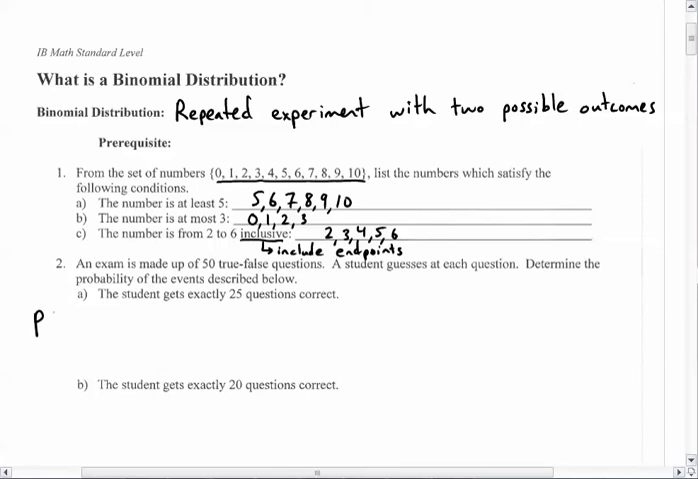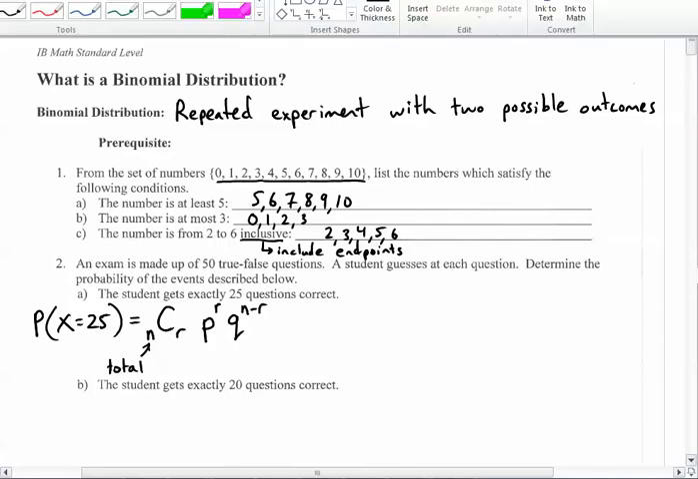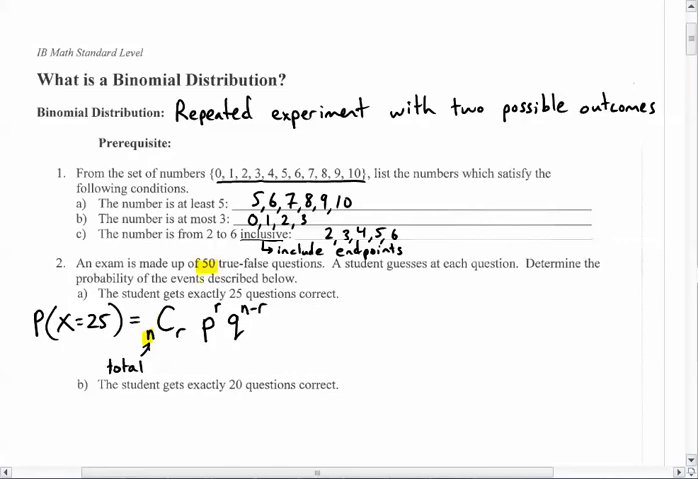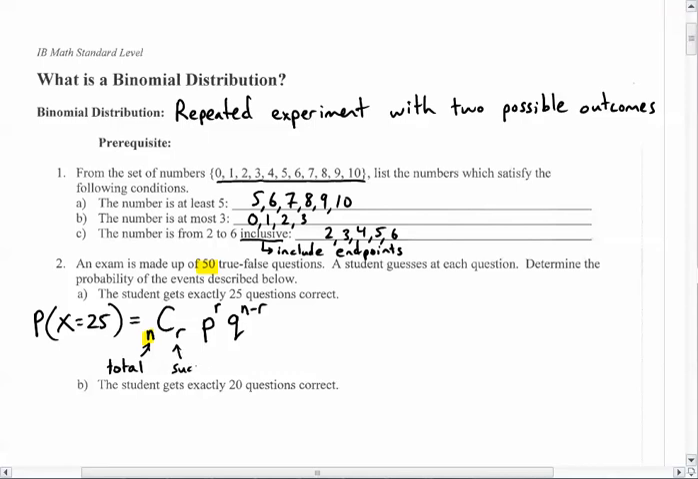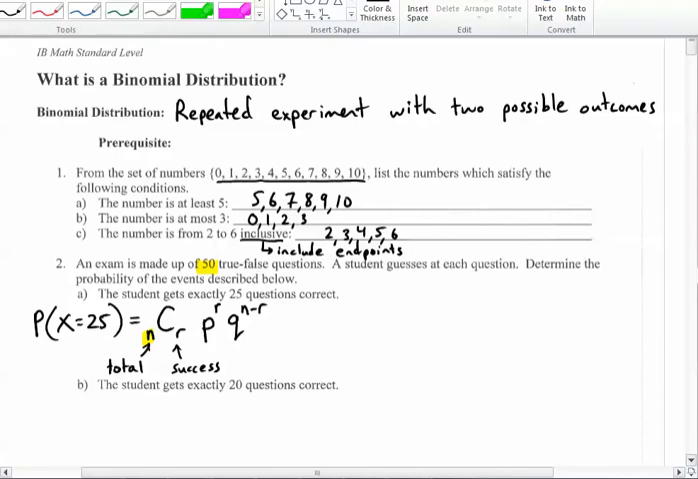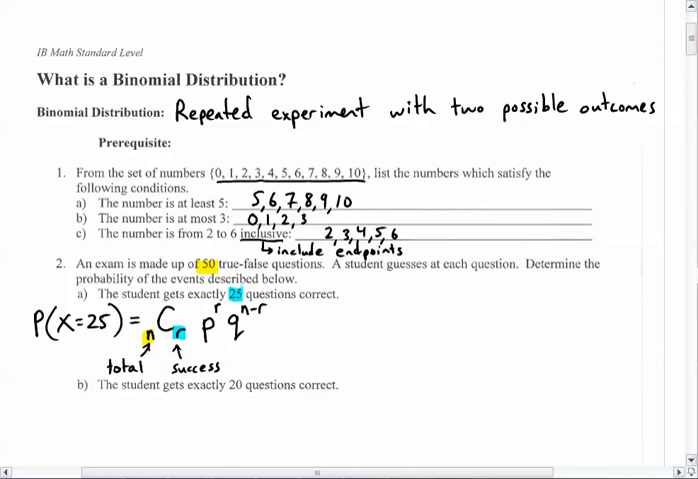So the chance that a student will get 25 questions right, we can calculate from the formula from last class. That's the total number of questions, choose the number of questions right, times the probability that they get them right that many times, times the probability that they get them wrong that many times. So n represents the total number, and r represents the number of successes. So out of a total of 50 questions, we want to choose 25 of them to be successes.